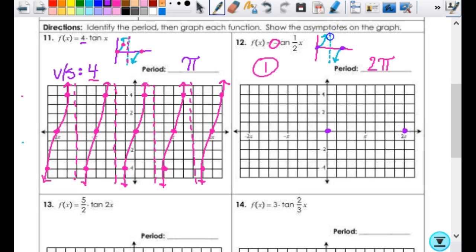The asymptote goes halfway in between, which is at pi. Okay, everybody with me so far? The next point I would want to do is this one. This negative is going to reflect it in the x-axis, so instead of being above the axis, it's going to be below, and this number here tells me how far. So halfway in between these two, I'm going to go down 1. And then halfway in between these two, I go up 1. Everybody good with that? Ask me questions if I lose you or if you've got a question.